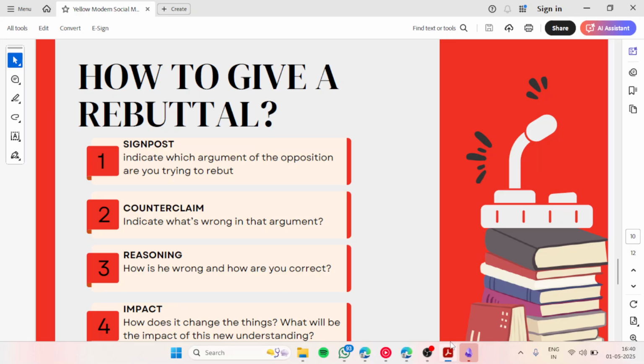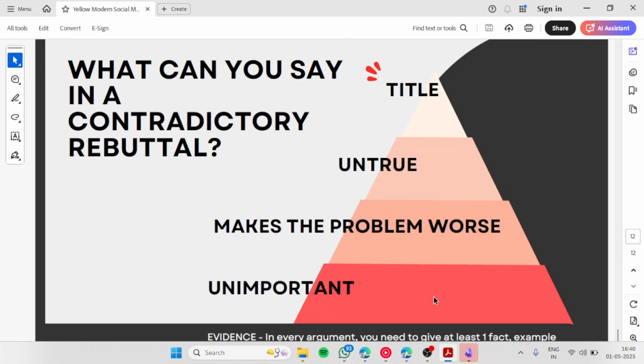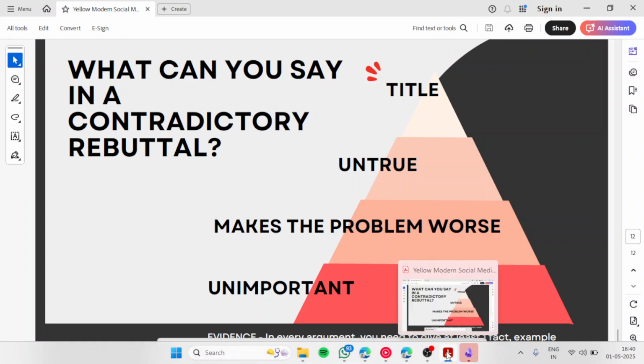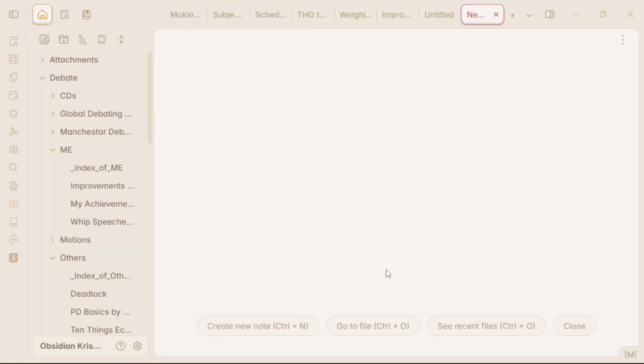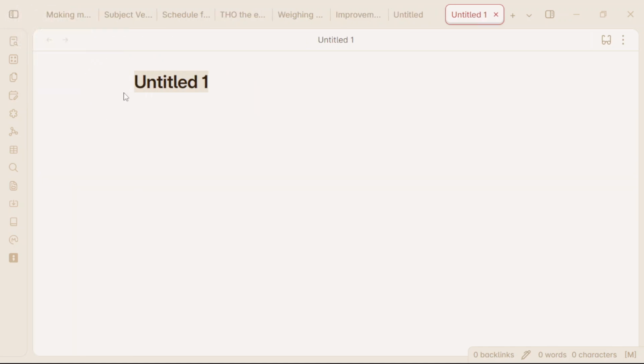Great. Now, once you've understood the process of giving a rebuttal, we come to the more important and interesting part. How do you give a rebuttal? For that, we'll come to this notes app over here. The manner in which you generally give a rebuttal is fourfold. There are four main ways in which you can give a rebuttal. Now, what are these four ways?